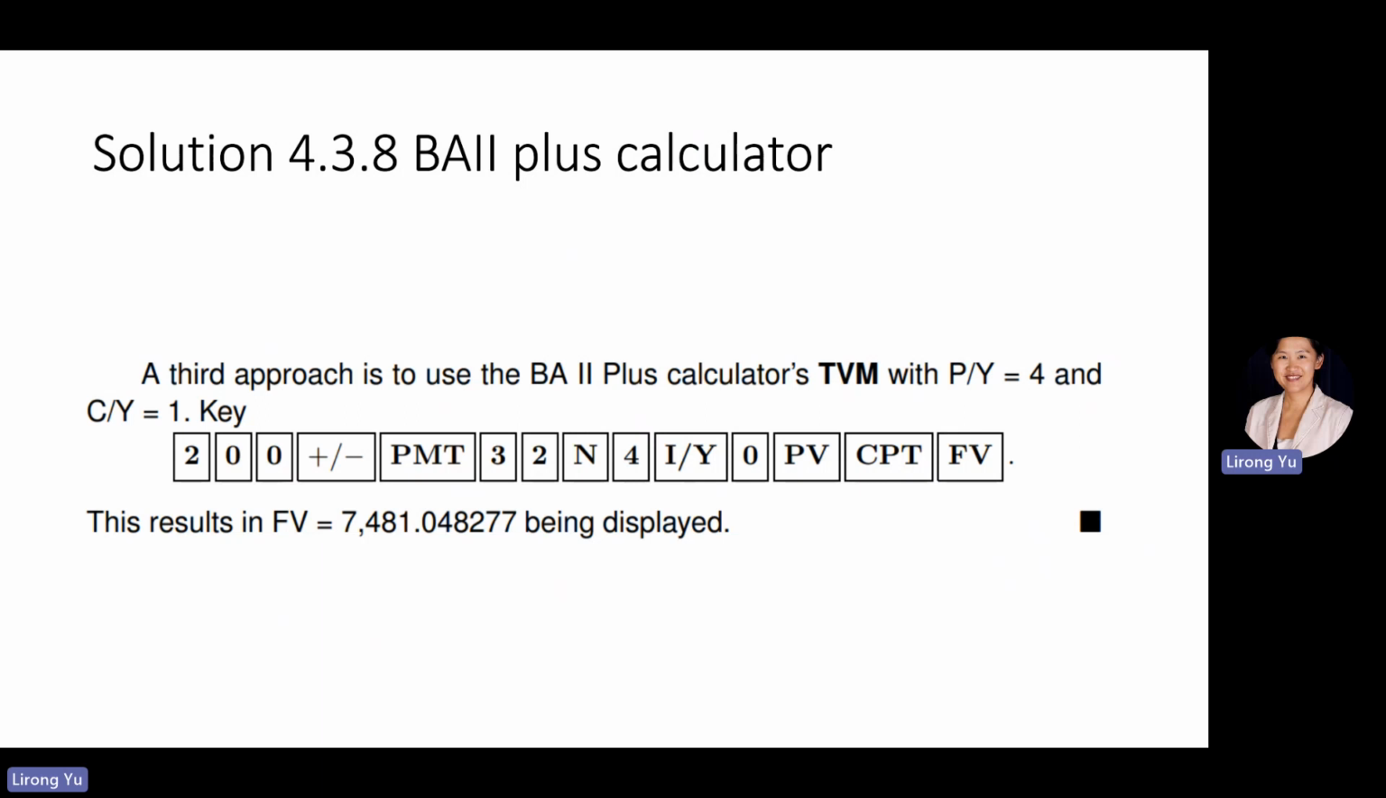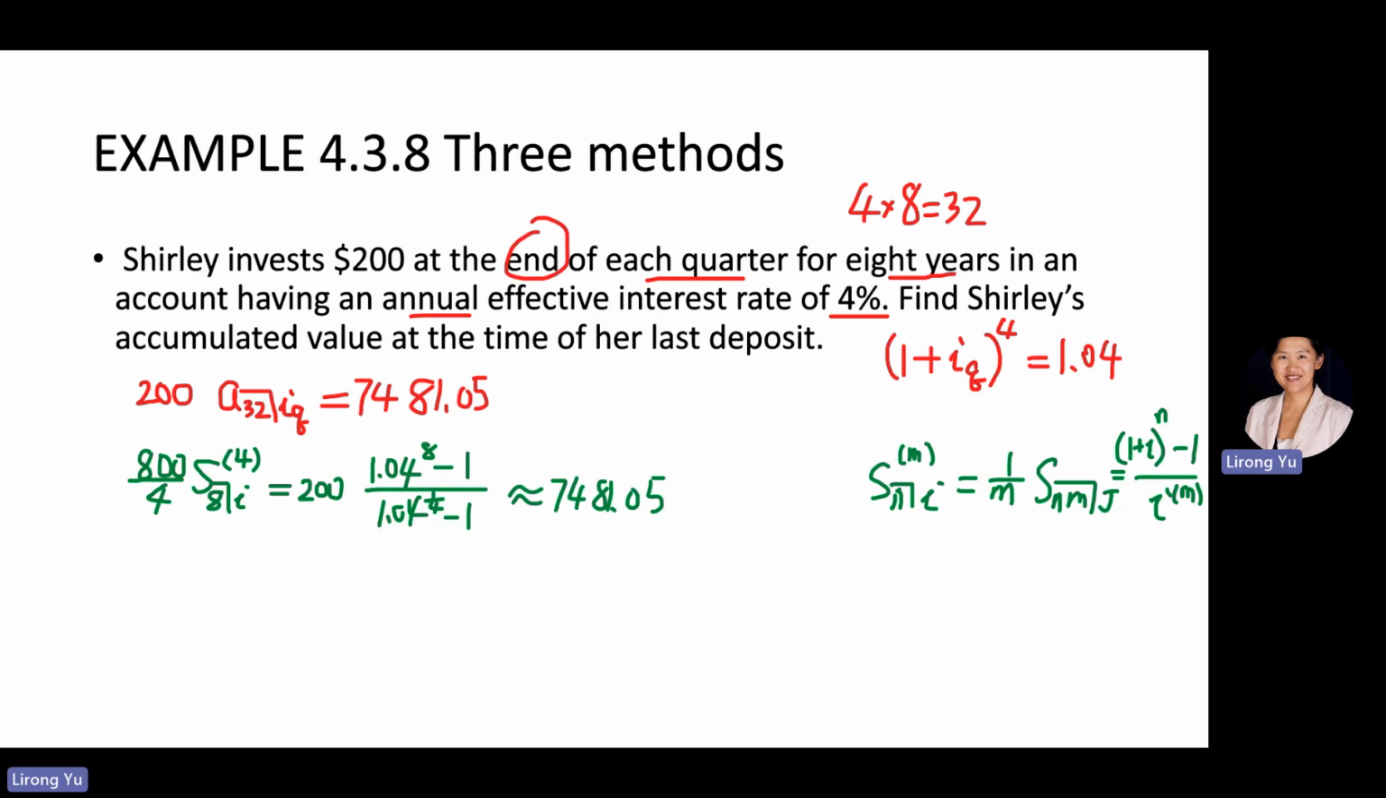To set those two, we're using the TVM worksheet on the BA II Plus calculator. You enter negative 200 as your payment amount, N equal to 32, N is the number of payments. We've got 32 payments of 200, and then the interest per year is 4 because it's 4%. Present value equals 0, and then we calculate future value. That's giving us the same value that we have here.